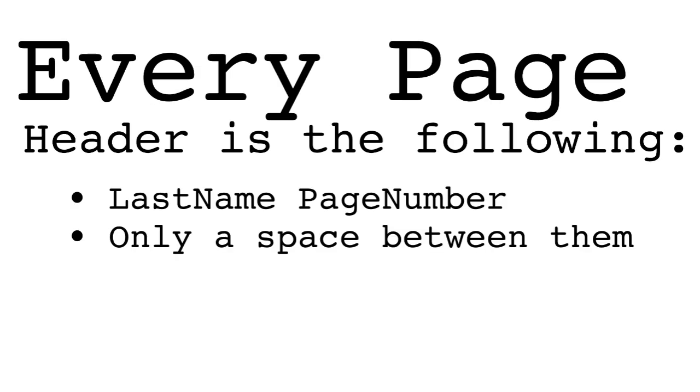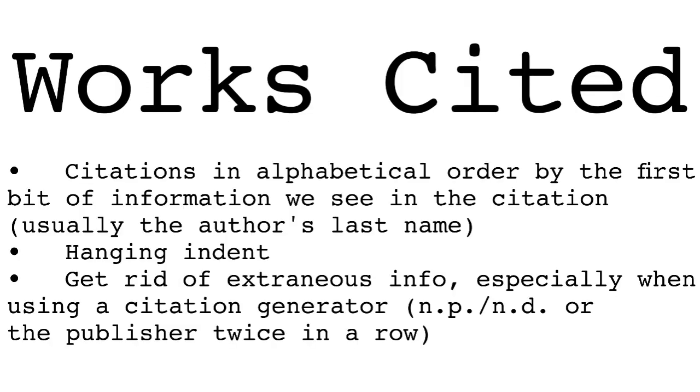Again, on every page, you have your header, and that's just your last name and a page number with only a space between them, no other formatting. And then on the Works Cited, all your citations are in alphabetical order by the first bit of information that we see, usually the author's last name. There's a hanging indent, and get rid of any extra information that you don't need.